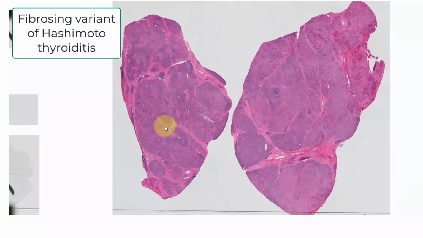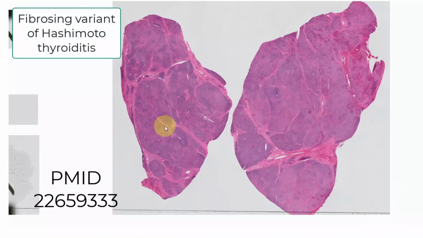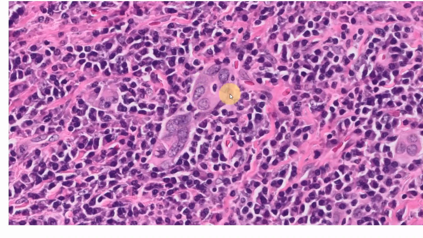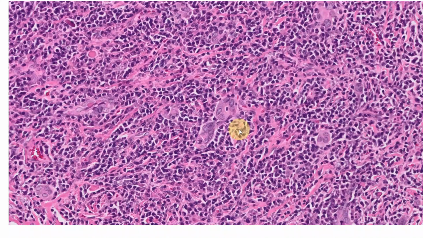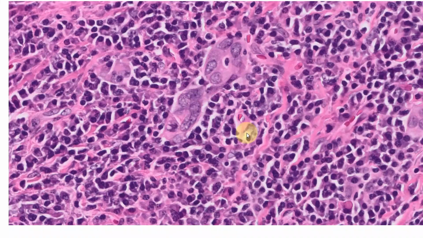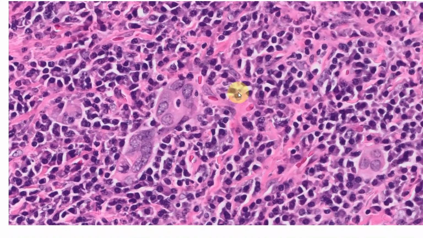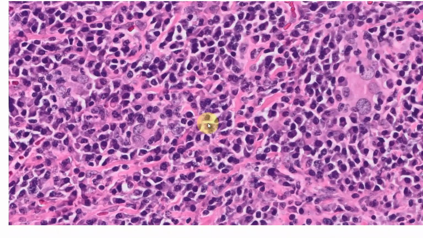And I've been fascinated by this entity for two reasons. One, of course, its reported association with IgG4 related disease. And then, of course, this paper, I believe in the 70s, from Austin Vickery from Mass General Hospital, who talked about this entity. Thyroid follicles surrounded by an ocean of plasma cells. So virtually every cell here is a plasma cell other than a few scattered lymphocytes.